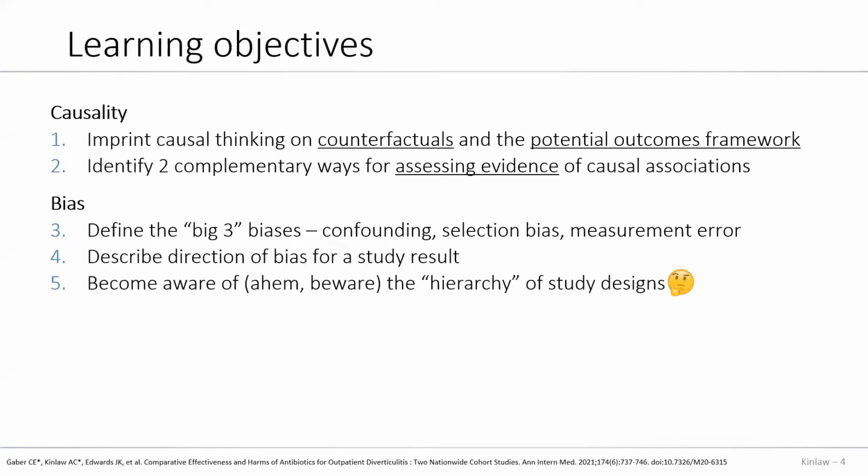Today's learning objectives are these. First, to imprint your mind on causal thinking through counterfactuals and the potential outcomes framework. And then second, we'll discuss complementary ways to assess evidence of causal associations. In the second big chunk, we'll transition to understanding bias. We'll define the big three and learn how to describe the direction of bias. Finally, we'll wrap with one of those cultural lessons, the so-called hierarchy of study designs.